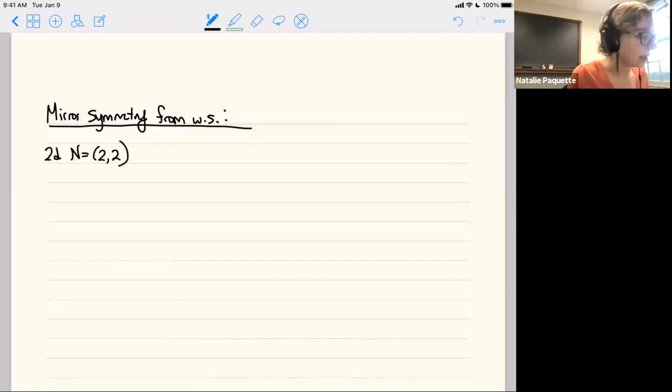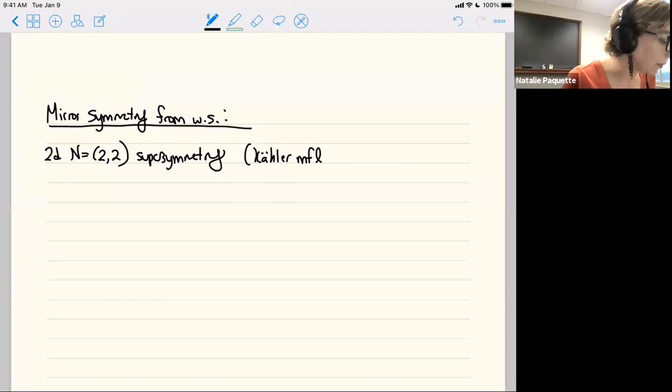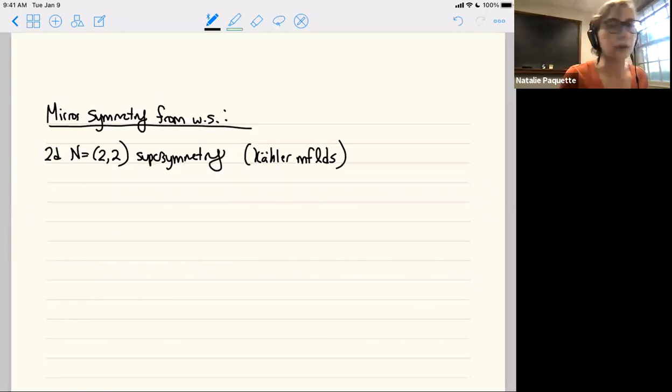And in particular, it turns out that the right context for mirror symmetry is going to be two-dimensional (2,2) supersymmetry. For theories that have geometric interpretations, like sigma models with maps to some target manifold, this is associated with Kähler manifolds, of which Calabi-Yau manifolds are a special case, but actually mirror symmetry is something more general than just Calabi-Yau manifolds. I'm not going to prove this, that Kähler manifolds means (2,2), but it turns out to be true.